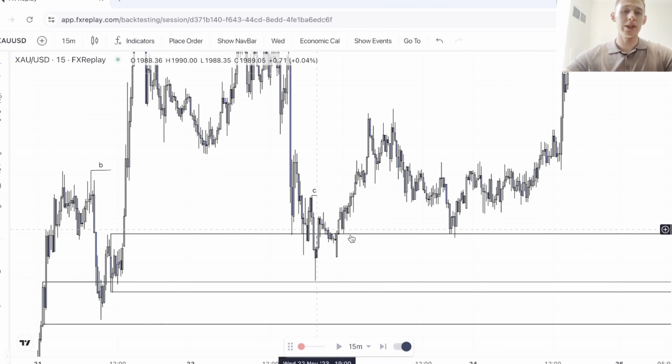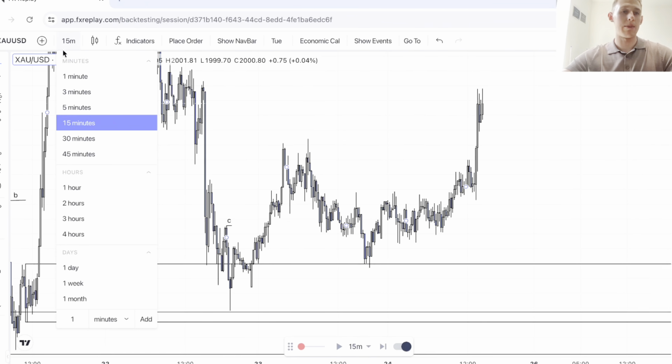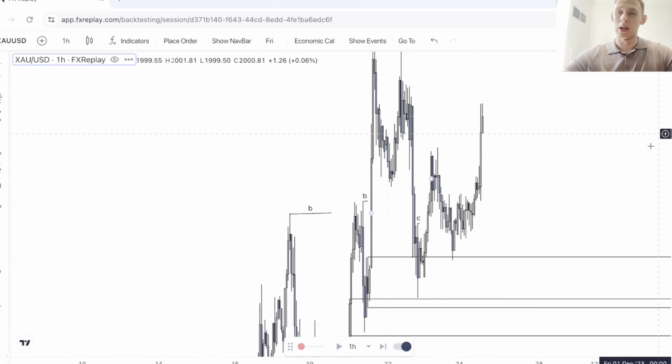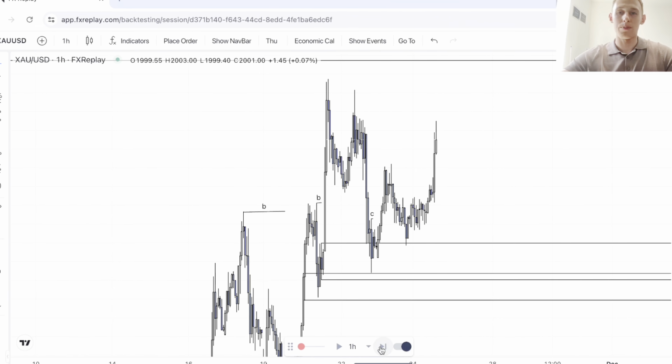price came into the demand. We then had a break of structure followed by a retracement. And that's really all the setup is. Very simple. Best not to overthink it as well.